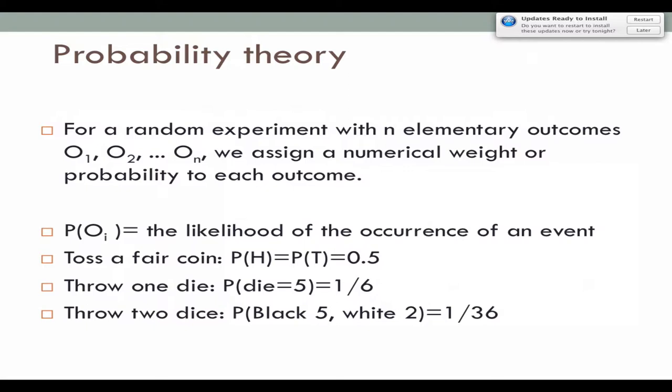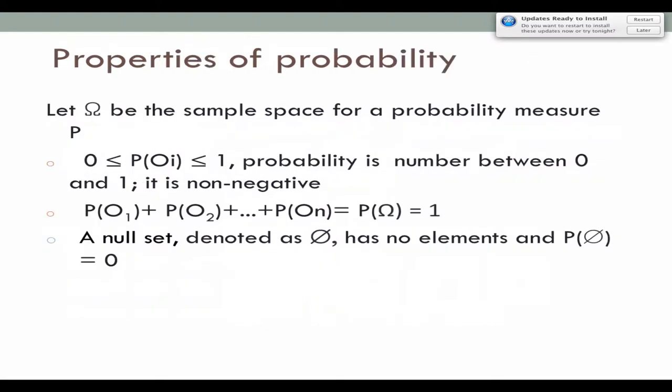So for each elementary outcome, we can define its probability. And there are certain properties for the probability. We usually use this omega to denote the whole sample space. Then for each outcome, since it is a probability, it should be a number between 0 and 1. Any probability cannot be negative. It should be non-negative. If the probability of one event is 0, that means this event is not going to happen. If the probability of one event is 1, that means this event is going to happen with certainty.